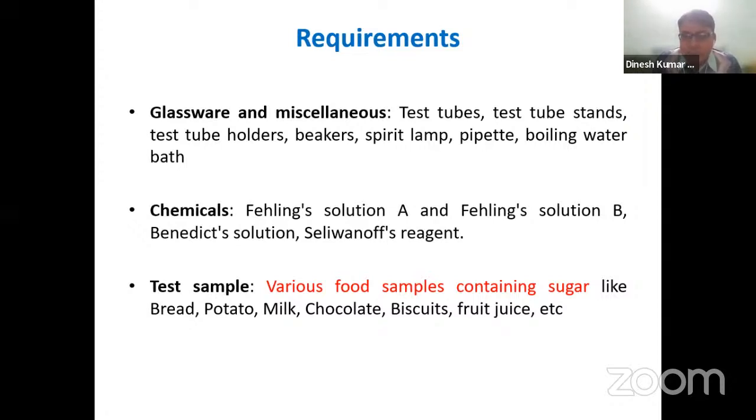And in the test sample, we can take various food samples which contain sugars, like bread. So you can tell the students to bring some food items from their home. So they can collect 4 or 5 samples each, like bread, potato, milk, chocolate, biscuit, fruit juice, or any other food that they eat. And then they can do the test to find which sugar is present in which sample.